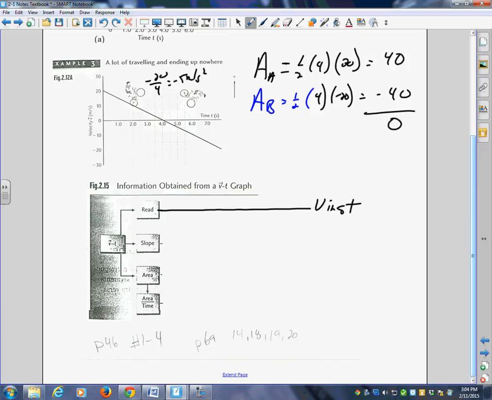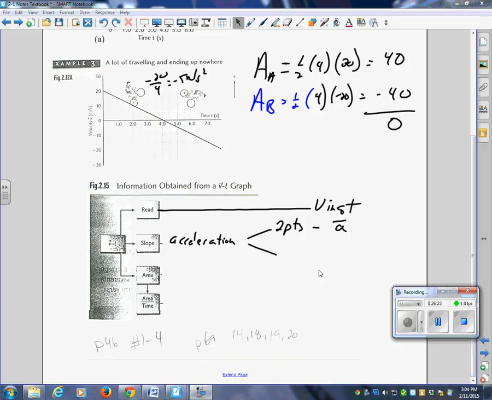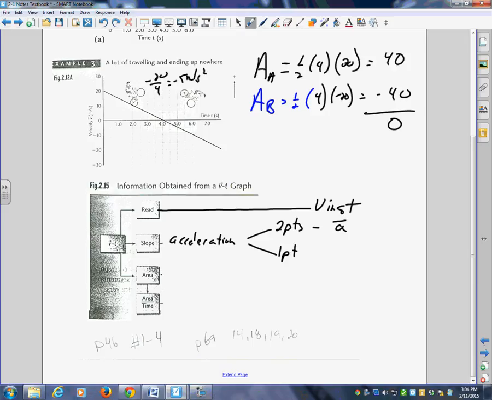If you've got a VT graph and you're reading slope, well that, my friends, is acceleration, as they say in Francais. And if you use 2 points, well then it's average acceleration. And if you only use 1 point, which means really you are drawing a tangent, well then you're talking about instantaneous acceleration, exactly. And if you find the area, well then you're talking about displacement. And the only way to get average velocity is to take area over time.